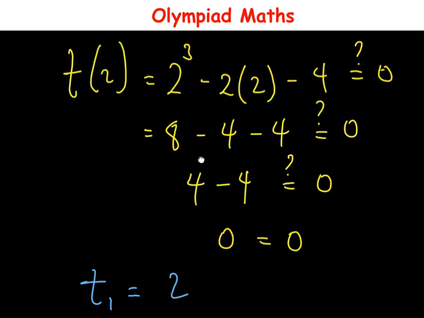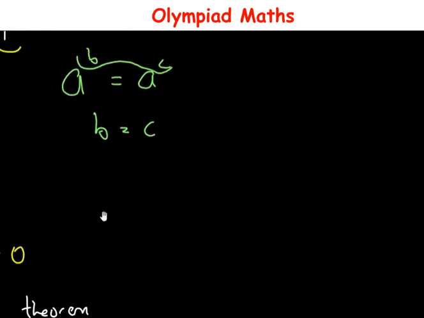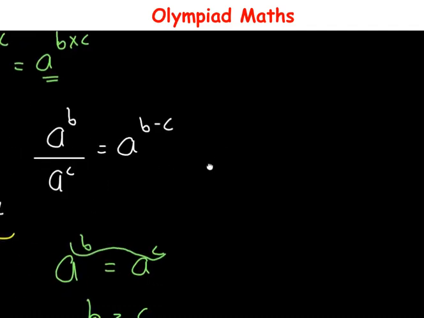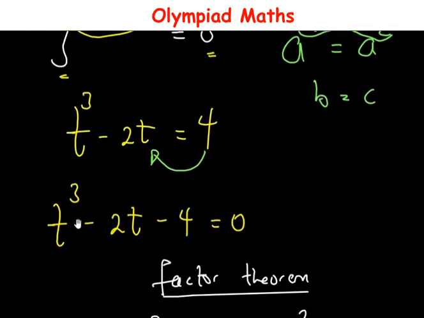Now, from here, to then get the other factor, we are simply going to divide the equation that we got right here, t^3 minus 2t minus 4 equals 0, with the factor that we got as 2.